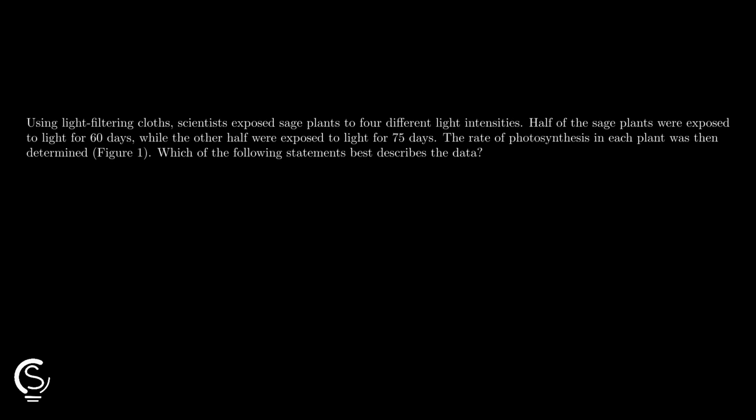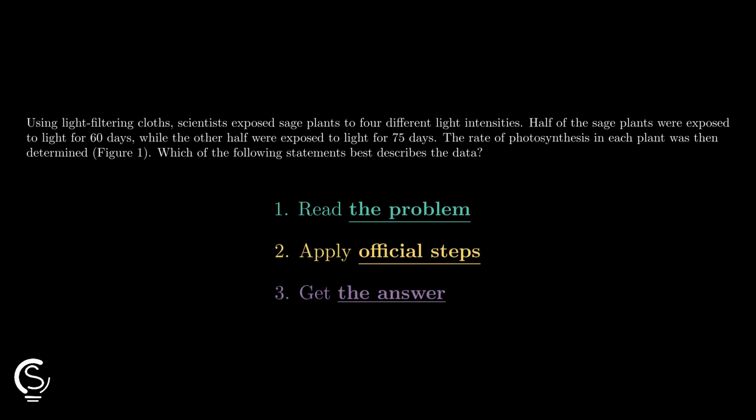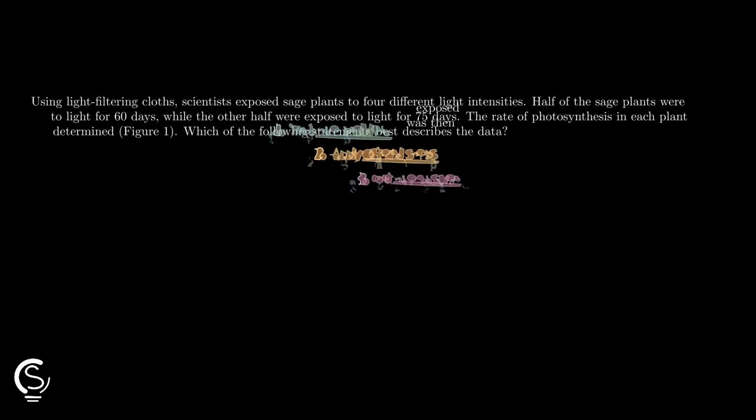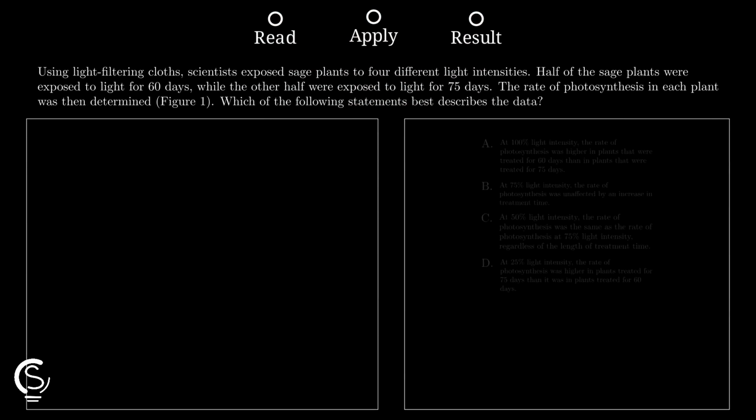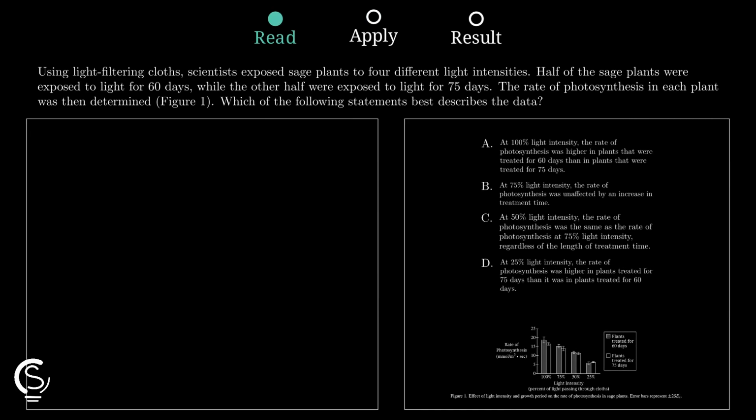Photosynthesis rates change based on light and time, so let's analyze this graph quickly to find which statement actually matches the scientific data provided here. First, look at the 100% light intensity mark on the horizontal axis. We need to compare the 60-day bars against the 75-day bars very carefully now.